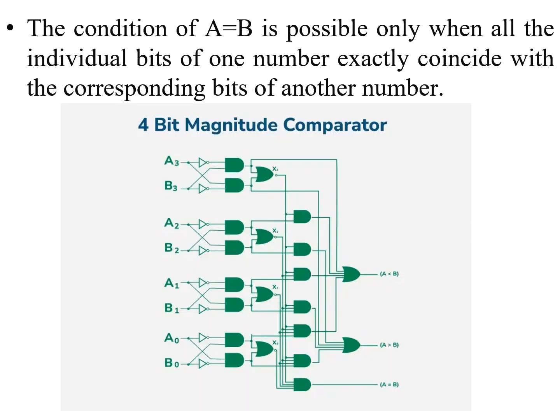The condition of A equal to B is possible only when all the individual bits of one number exactly coincide with the corresponding bits of the other number. That is A0 equal to B0, A1 equal to B1, A2 equal to B2 and A3 equal to B3. The diagram represents a 4-bit magnitude comparator.